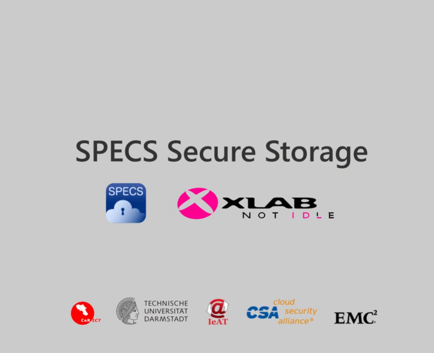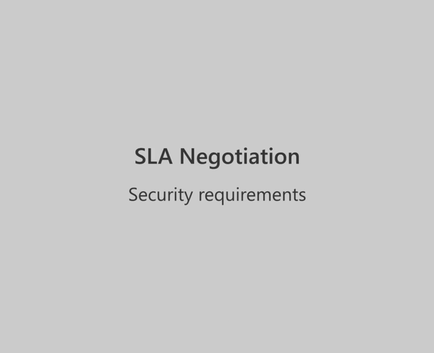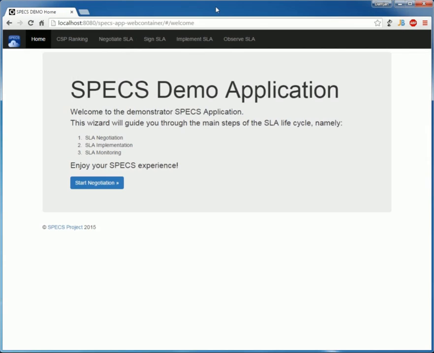In this video, we will show the Specs secure storage application used by E2EE, a cloud storage provider. Before any cloud resources are acquired and services are set up, the customer, Alice, has to negotiate the security level of the desired service with the help of the negotiation wizard.